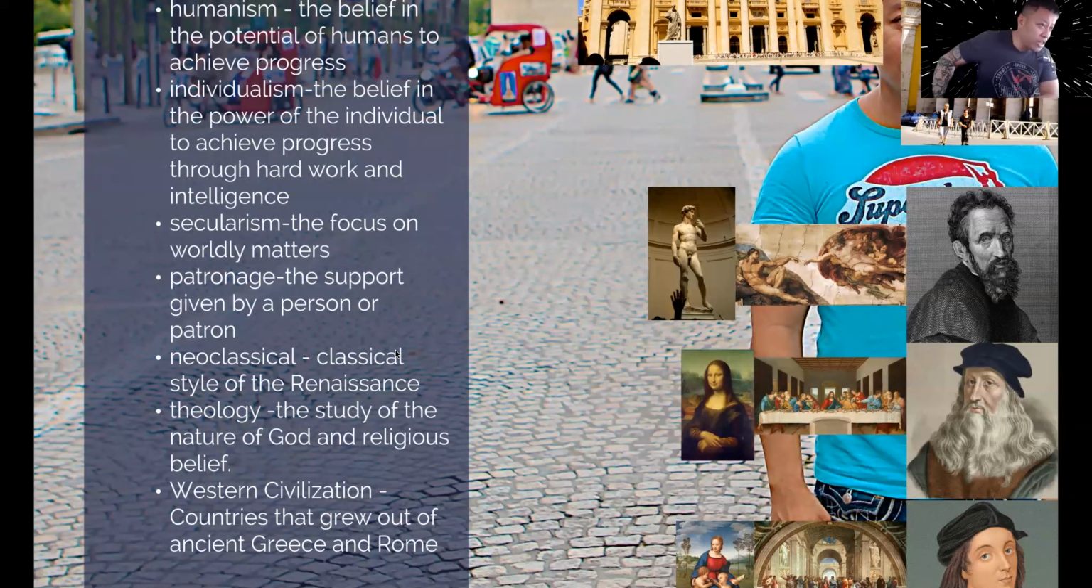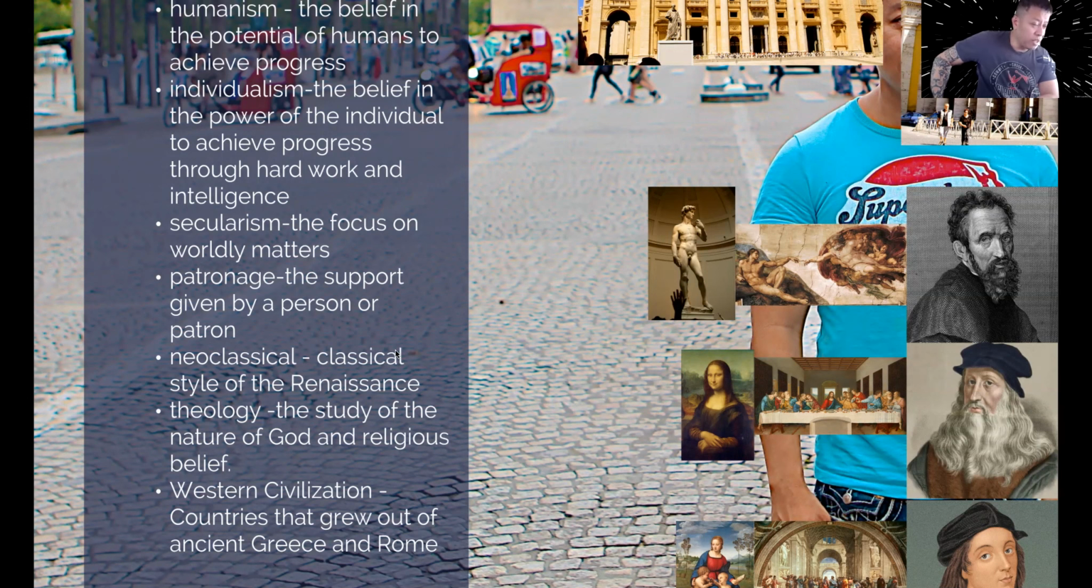You will hear me use the word Western civilization. Western civilization is used to refer to countries that grew out of ancient Greece and Rome, like Britain, France, and then later the United States, Canada, Mexico. Any country whose government systems and laws can be traced back to ancient Greece and Rome is known as a Western country. And Western countries together make up Western civilization.